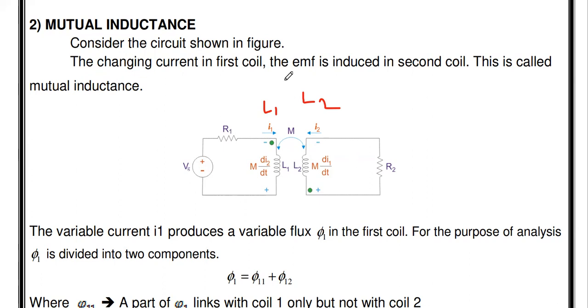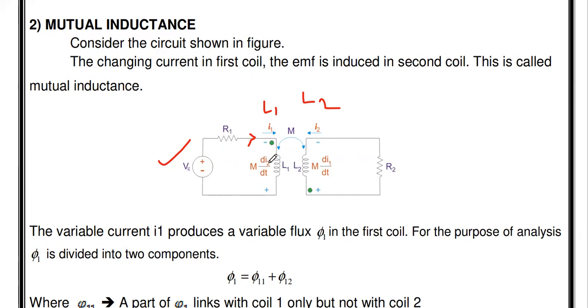Consider the circuit shown in the figure. In the first circuit, we are giving some supply voltage. In the second circuit, there is no voltage source. Because of this voltage source, the current flowing initially in the first coil L1 is I1. So I1 is flowing through this coil.